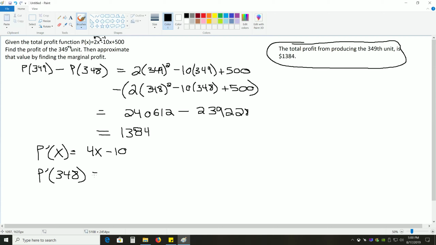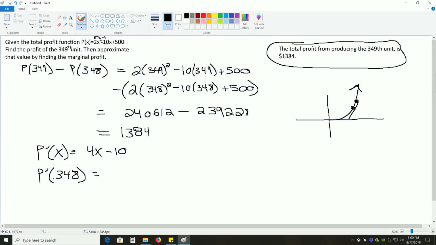The reasoning is, remember that the derivative represents slope. Slope tells you your rate of change. So if you look at the slope right before where you need to be, if we need to be here, and we look at this point and calculate its slope, it'll tell us approximately where the next point will be. If we plug in the actual number we're looking for into our derivative, it's going to tell us what's coming after it. It would tell us the 350th unit's marginal profit. So that's why we have to use one less than the unit we're looking for.